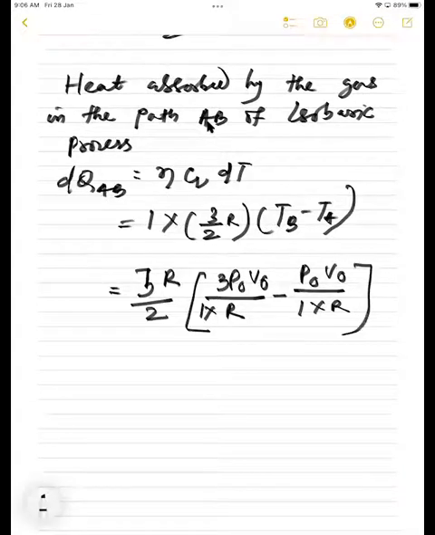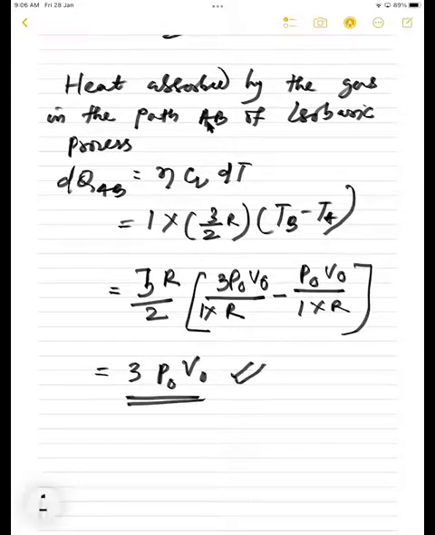Correct, students? Getting? So by solving, you can see this is 3 P naught V naught minus P naught V naught, 2 P naught V naught. So that will be 3, R cancels, P naught V naught. Understood? What is the heat absorbed by the gas in the path of AB? AB is isobaric, right? Because pressure is.